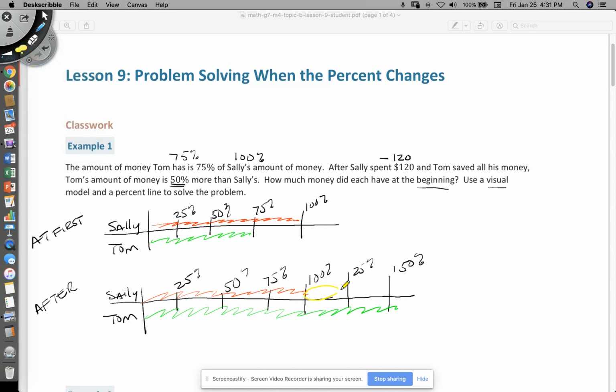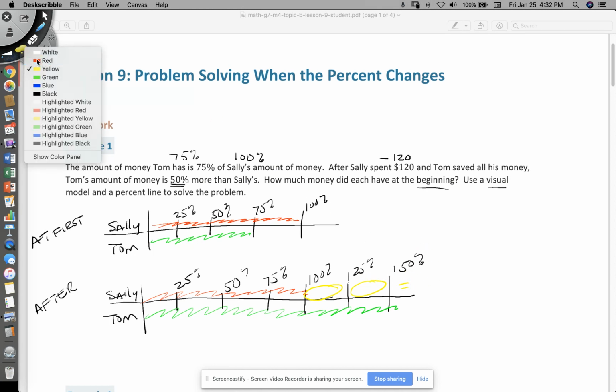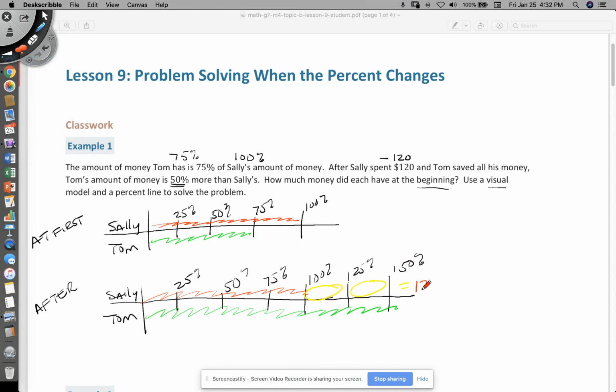All right, so we're going to find out what is this worth here. How much are these worth, these gaps here? Sally spent some money, and you can see that because Tom did not. So Sally spent money. She spent $120. I'm going to put this in a different color. She spent $120. So I need to divide 120 into two sections here. So if I divide 120 into 2, I get 60. So each of these sections represents $60.